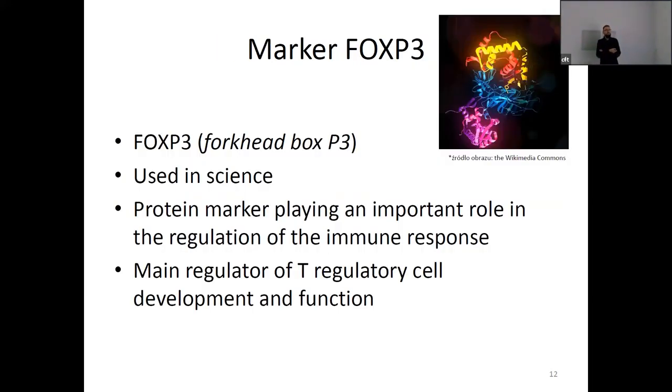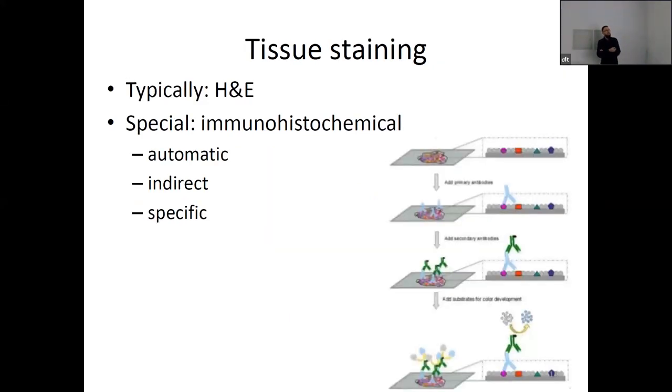We focused on the marker of FOXP3. This is basically used in science, not in the common practice. And these protein markers are important for the regulation of the immune response and the T regulatory cells. So they mark the T regulatory cells. And it's different staining from the typical hematoxylin and eosin that gives the pink and blue images as a result. We had the special immunohistochemical staining that is automatic, indirect, very specific.